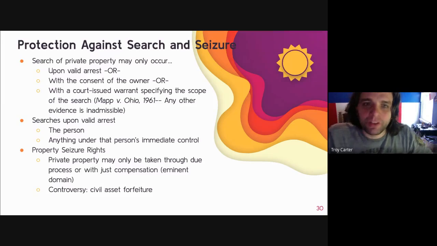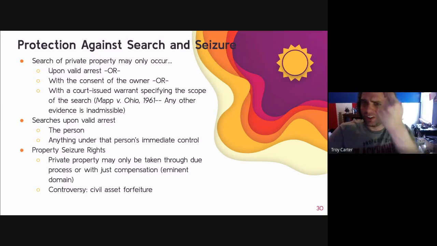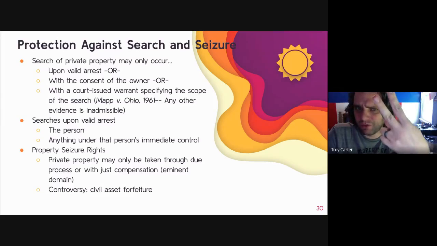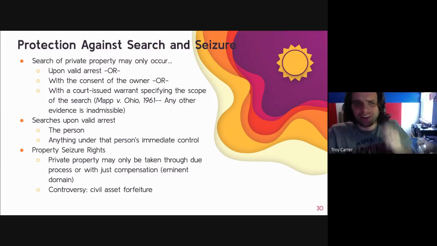All evidence the police find, first of all, since they didn't have a real warrant at all, and second of all, even if they did have a real warrant, it would have limited them to search for evidence in connection to bombing. All evidence that the police found was ruled to be inadmissible in court in that Mapp versus Ohio case.